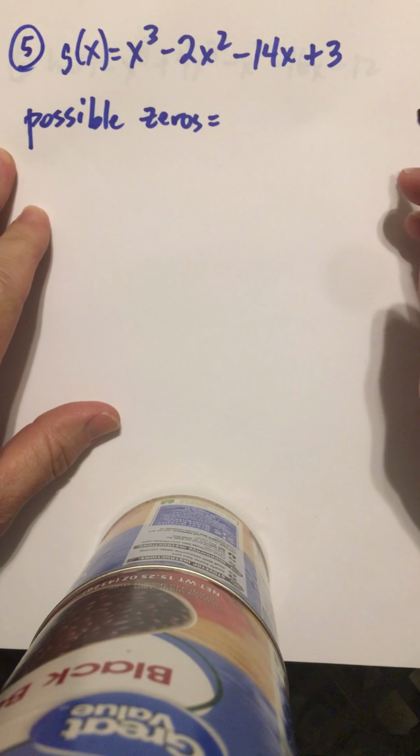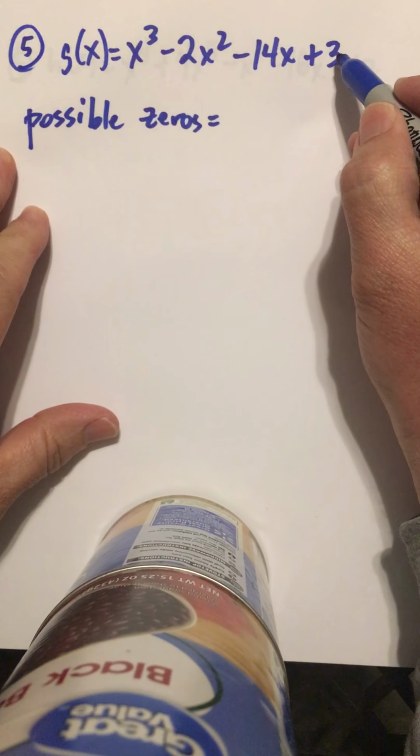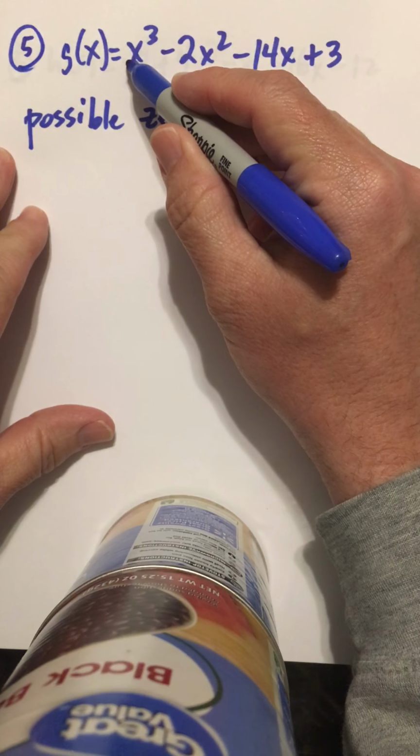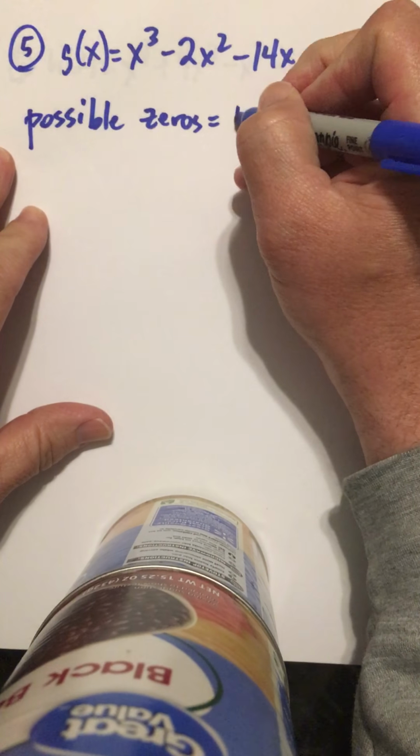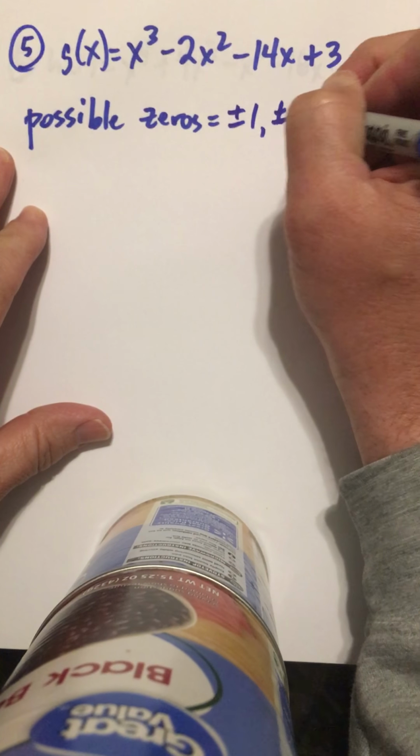With this right here, to do the possible zeros, you do the factors of the last number divided by the factors of the first number. And if the first number is 1, you don't need to worry about it. It's just the factors of 3. So it'll be plus or minus 1, plus or minus 3.